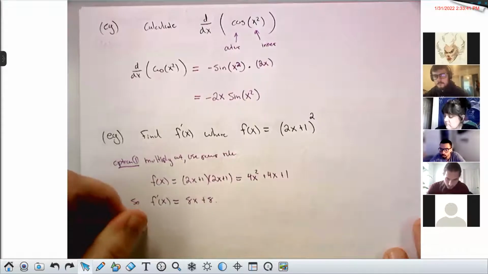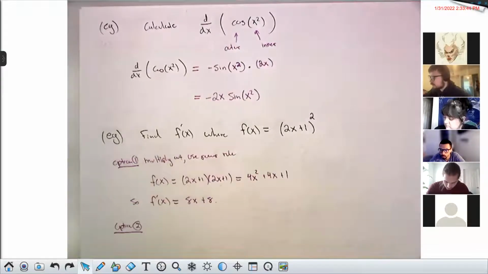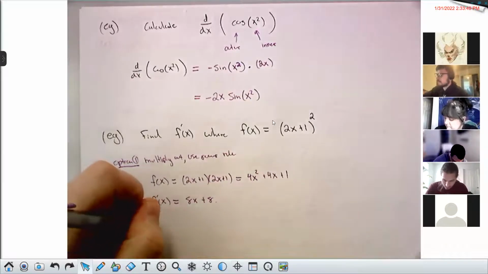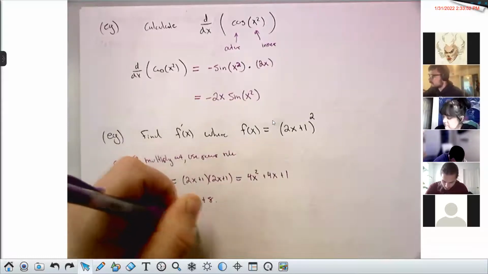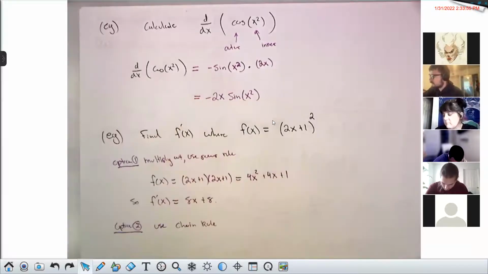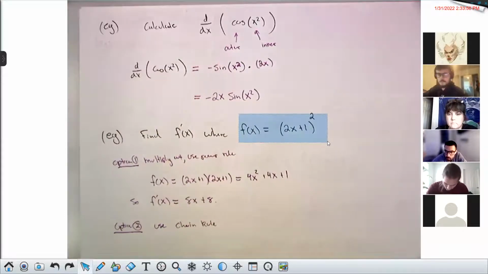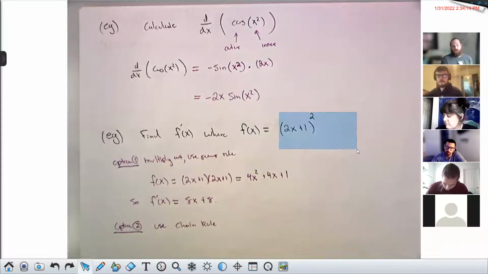Option 2 would be to use the chain rule. You have to think a little bit about what the inner and outer functions are here. So what is my inner and what is my outer function here? This is what plugged into what? Your outer is the square. Yeah, very good. The square is the outer function. It's as though I've taken x squared and then plugged in 2x plus 1. Very good.